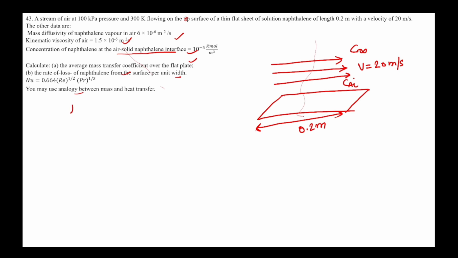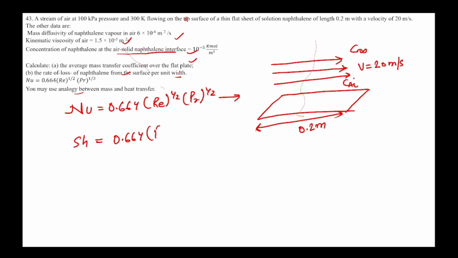Okay, so we have Nusselt number equal to 0.664 Reynolds number to the power 1 by 2, Prandtl number to the power 1 by 3. This formula will give the average heat transfer coefficient. But we have to find the average mass transfer coefficient, so we will use the analogy. Nusselt number is analogous to Sherwood number in mass transfer, the constant remains the same, 0.664. Reynolds number is the same, and Prandtl number in heat transfer is analogous to Schmidt number in mass transfer, to the power 1 by 3. Okay, so this is the analogy.